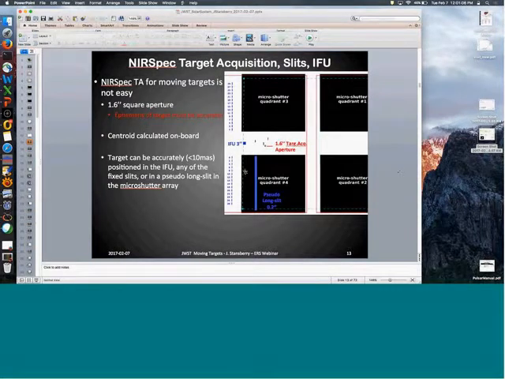This is showing most of the NIRSpec focal plane, and it has four microshutter quads. These are zillions of little microshutters that you can open to do multi-object spectroscopy. We're currently implementing a long slit where we open an entire column of shutters in one of the quadrants, so you can do long slit spectroscopy on comets and the like.